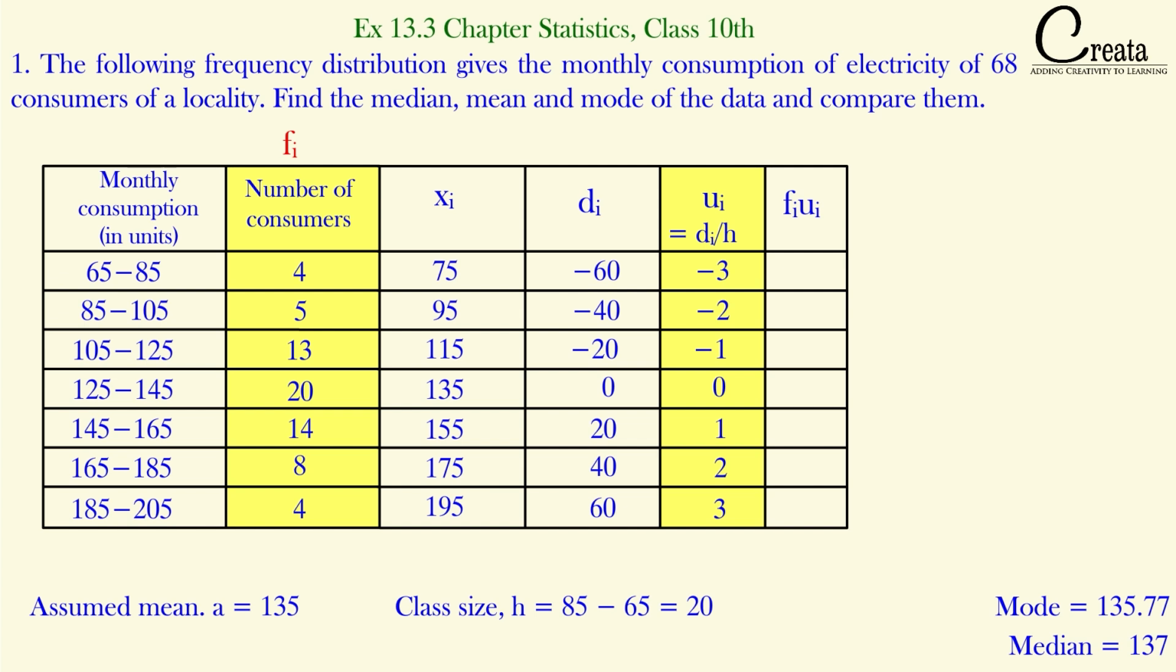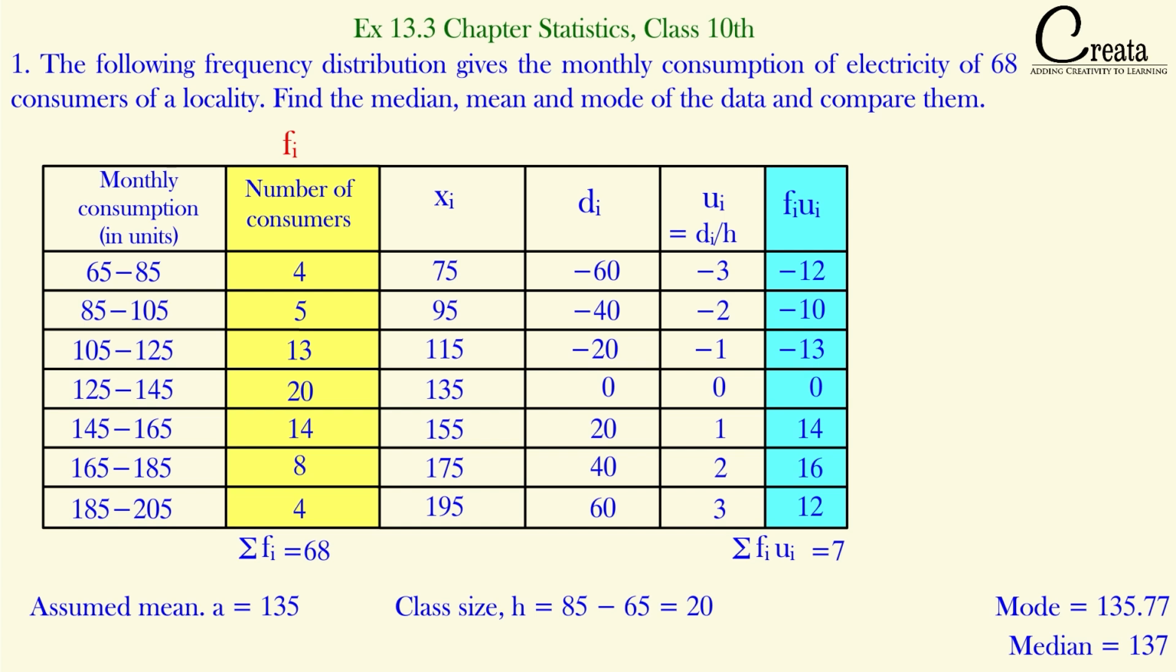Here for the first row, 4 into minus 3, it is minus 12. 5 into minus 2, it is minus 10. Further, minus 13, 0, 14, 16 and 12. We got the values of fi into ui. Let's add all the values of fi into ui to get sigma fi ui, which will be 7. And also we need the addition of all the values of the frequency. So sigma fi, let's add all the values of fi, it is 68.